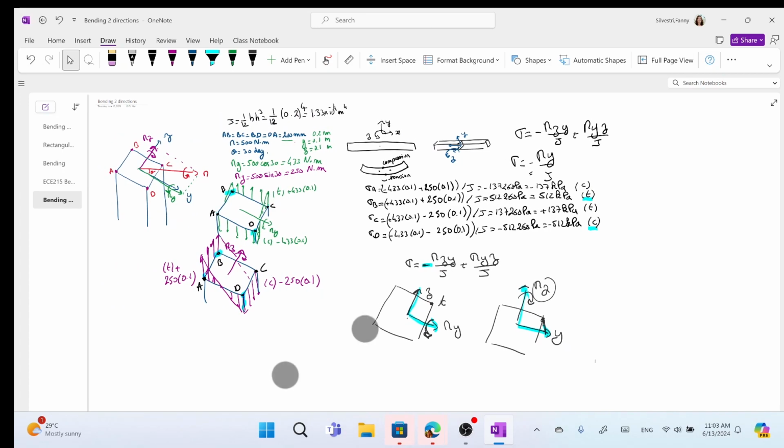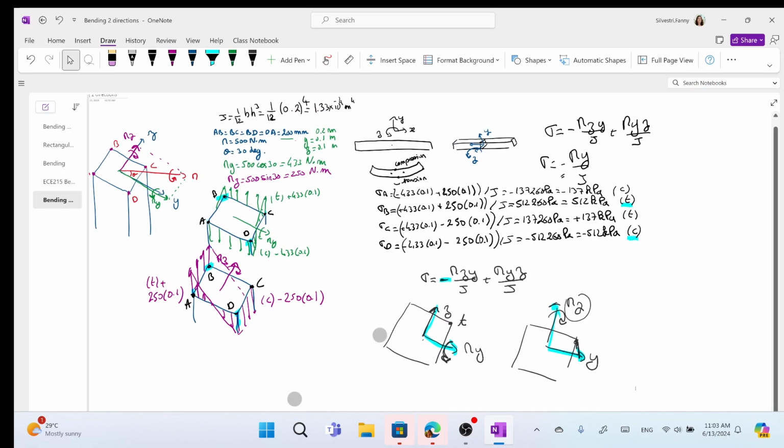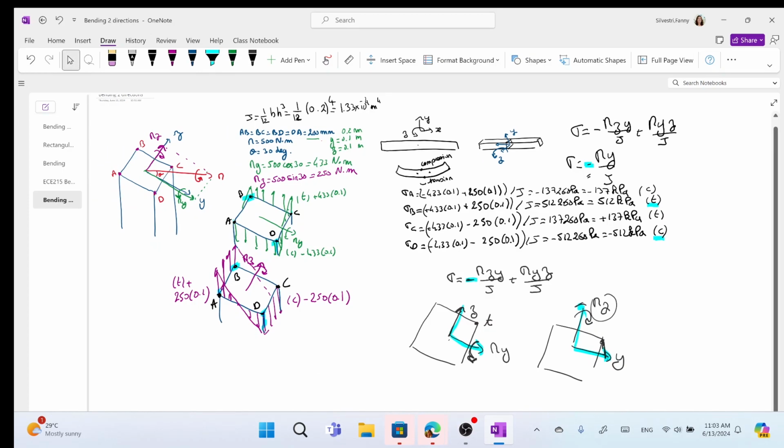So here we go. And this is also why we have the negative sign on the formula just by itself, because when the moment is positive, the top fibers are in compression, negative. So that's why we need to include the minus. So hope that makes sense.